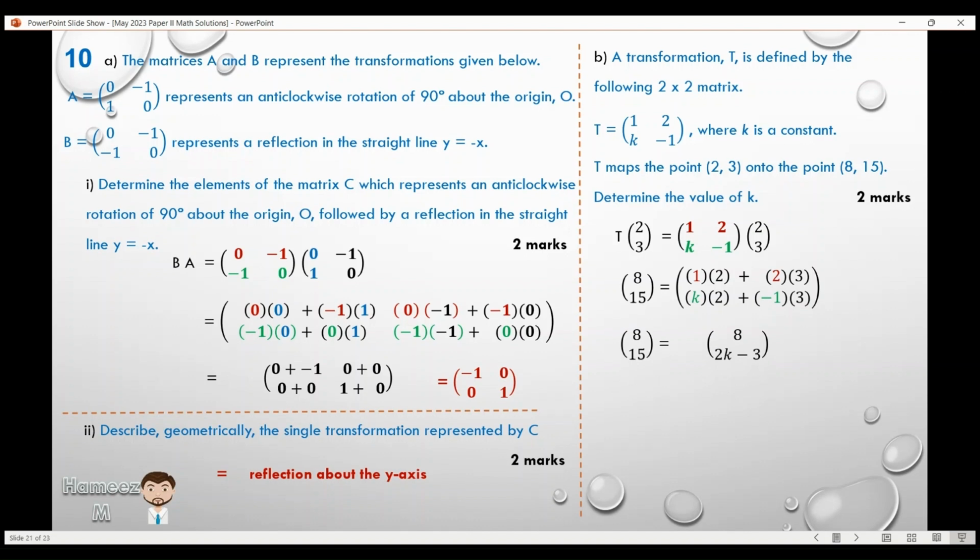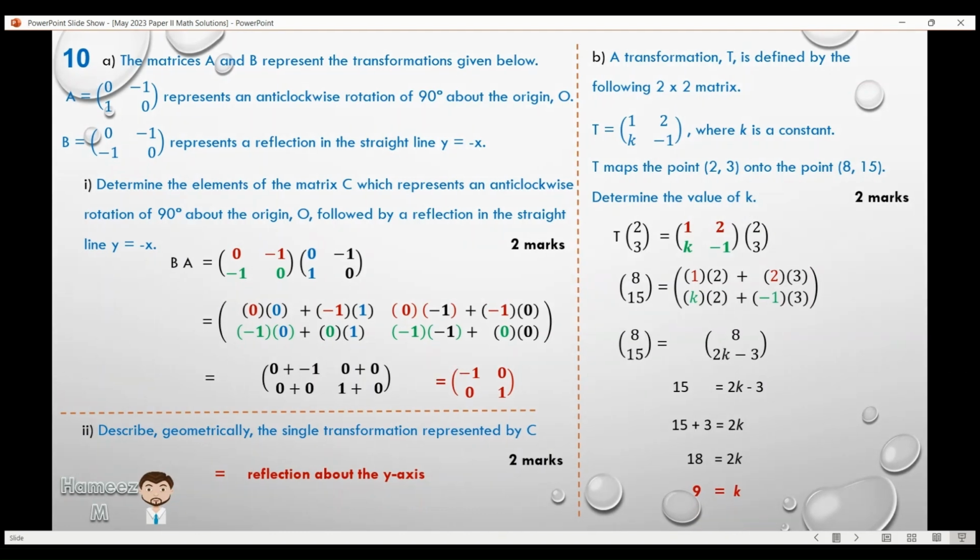And if we compare the elements on both of them, then 8 is equal to 8, that's fine, and 15 is equal to 2k minus 3. And that way we have one equation and one unknown, so we can find the value of k, which is what the question is asking us to do. So we have minus 3 on the right-hand side. We could add 3 to both sides. So we get 15 plus 3 is equal to 2k, because the minus 3 plus 3 will cancel. 18 is equal to 2k, so we could divide by 2 on both sides, so k is equal to 9. So we've determined the value of k.